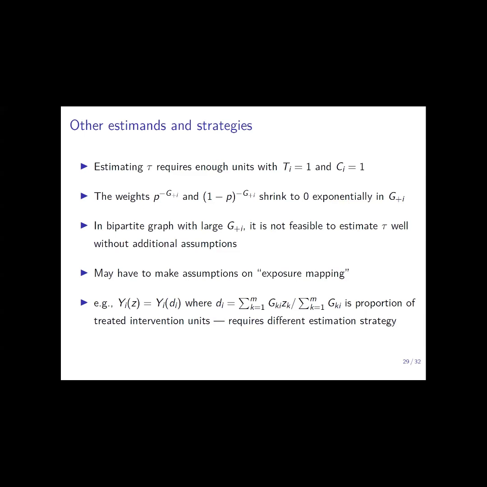For example, you have to assume your potential outcome, Yiz, does not depend on the whole vector, but maybe on a low dimension summary of the vector. One example is Di, the proportion of treated units connecting to me. That's one standard assumption people would like to impose. Then it's possible you can make progress here, but it's a restriction on the dose response curve.